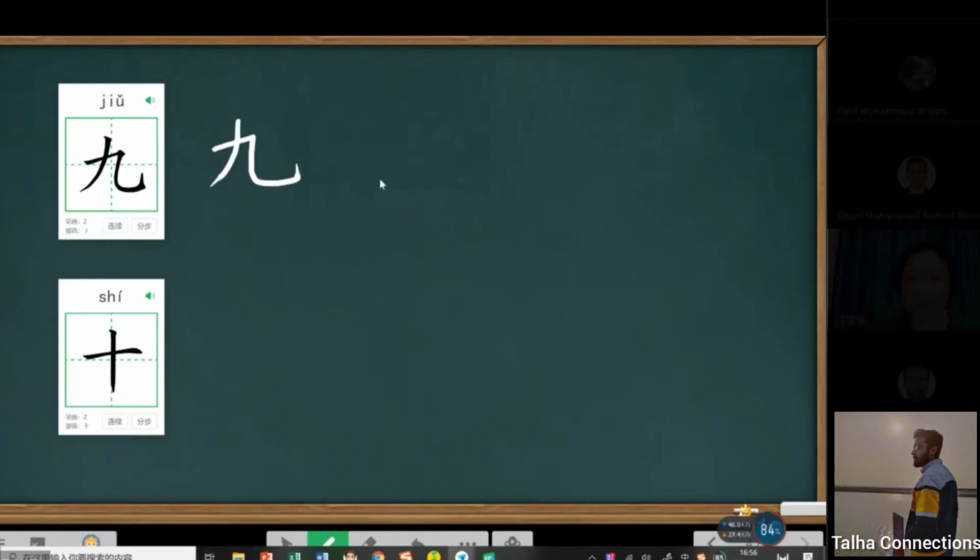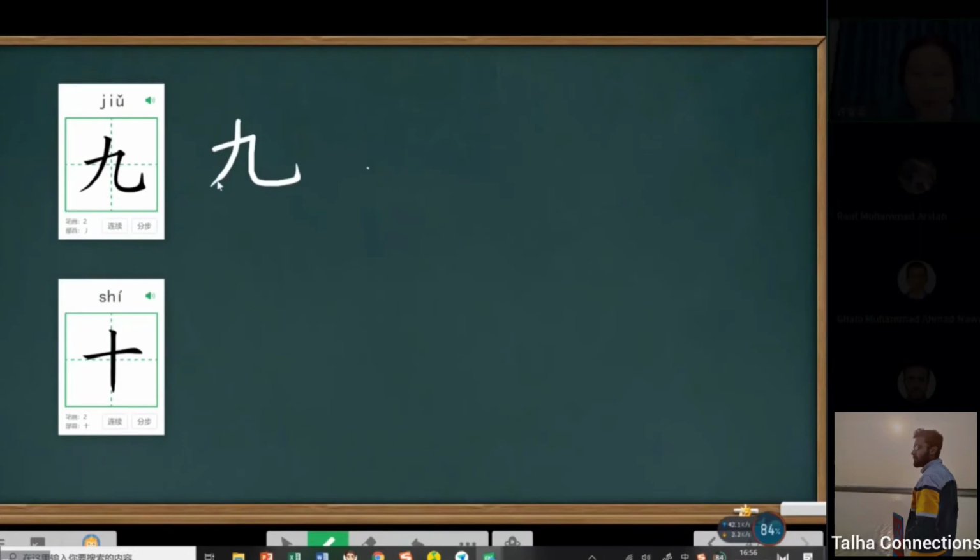Jiǔ, jiǔ, 2 strokes. At this position, you may raise your pen swiftly, quickly to form this tip. And then the second stroke should be written continuously. Do not stop or raise your pen. Here is a sharp turn, but here is a turn with a curve. And finally, there's a little hook going up.